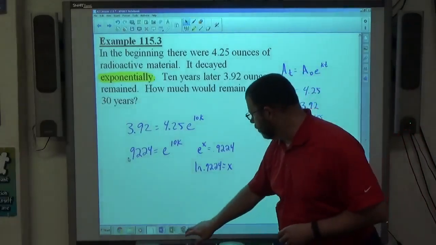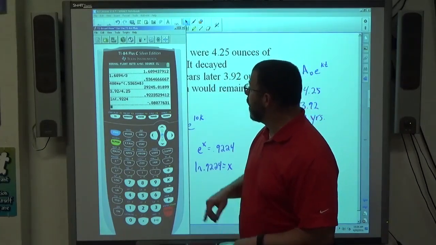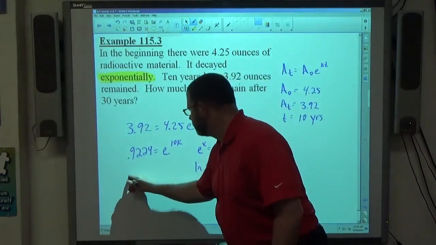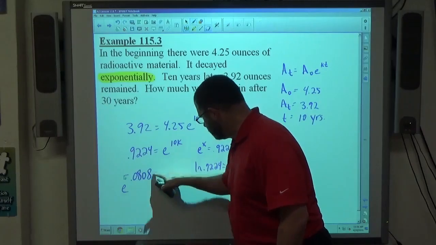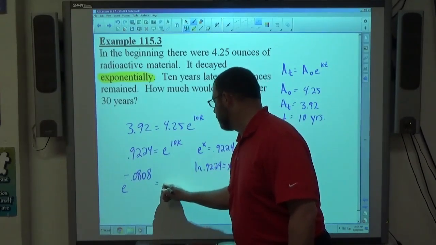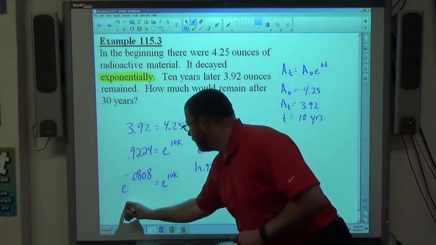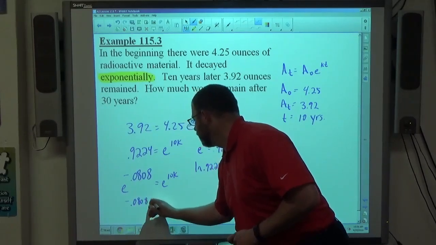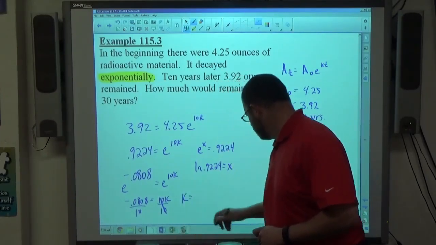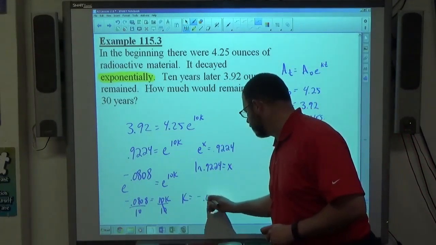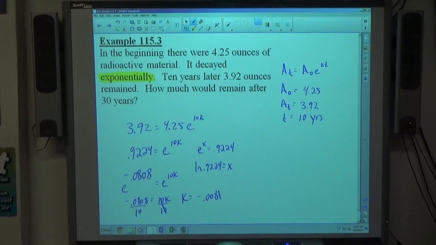So natural log of 0.9224 is what I need to do. That comes out to negative 0.0808. Is equal to e to that power. E to the negative 0.0808 equals e to the 10k, which leads me, obviously, once e to the power equals e to the power, that the power on the left is equal to the power on the right. Divide both sides by 10. We get k equals negative 0.0081. All right? So we know the value of k to 4 decimal places.